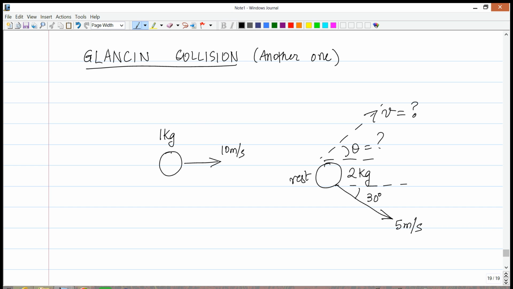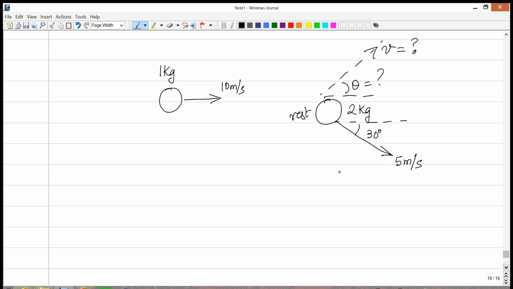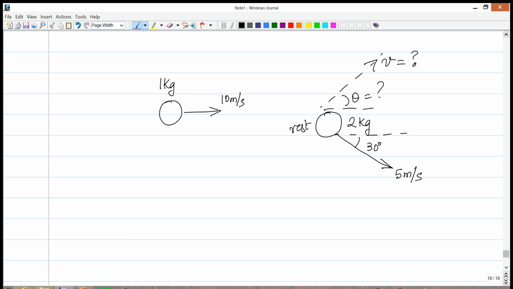Now after the collision, what's observed is that the 2 kg block moves at a speed of 5 meters per second at an angle of 30 degrees, and our goal is to find the speed of the 1 kg block and the angle theta that it makes with the horizontal. Okay, so this is the top view of the picture, and once again, nothing's been mentioned about whether the collision is elastic or not. So clearly we cannot use KEI equals KEF.